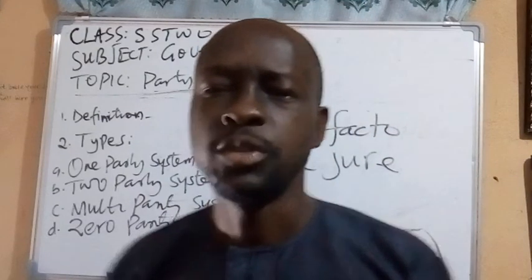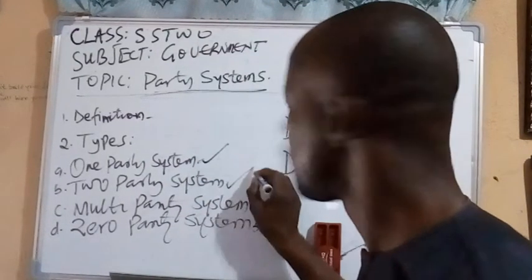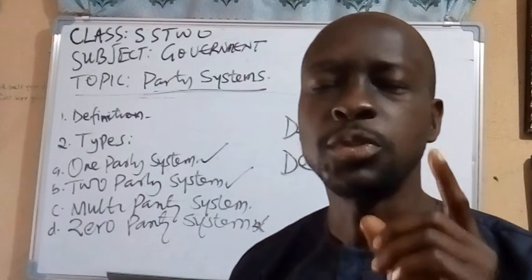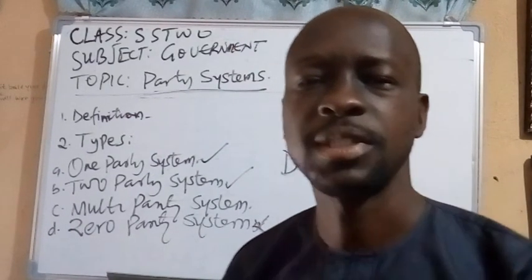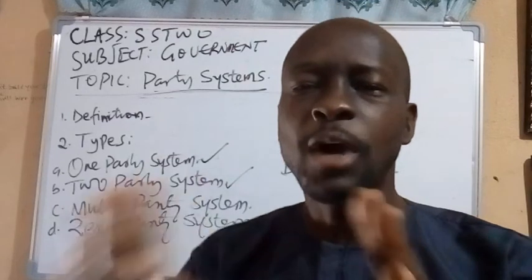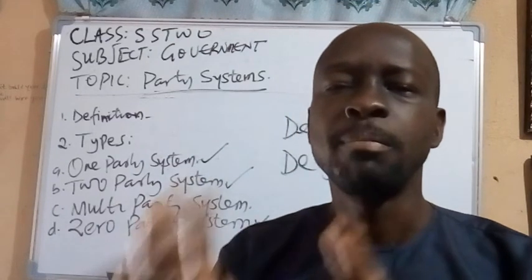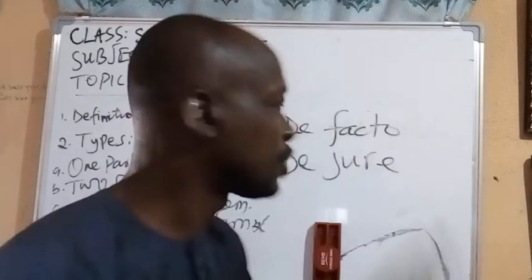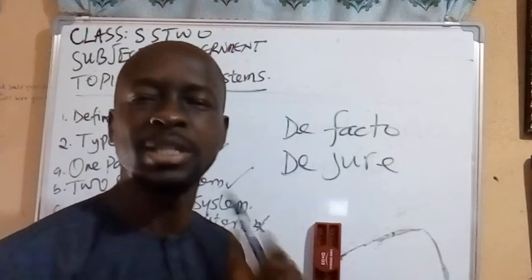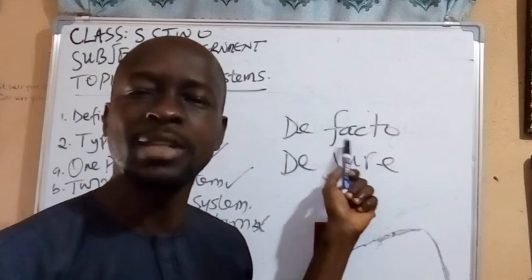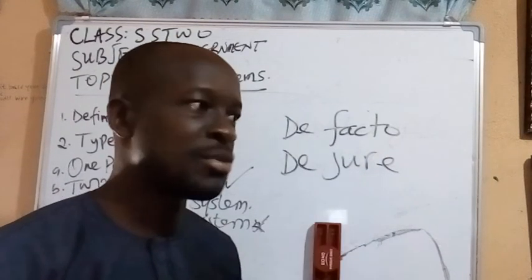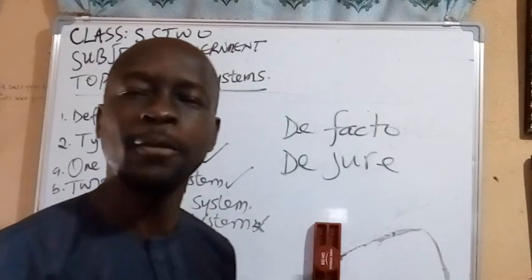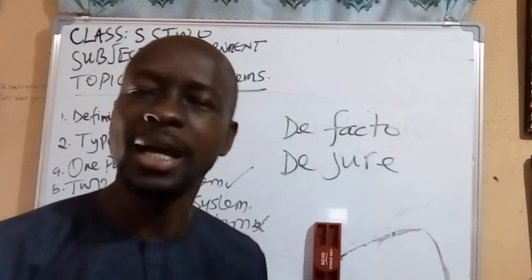Let us look at the two-party system. In the two-party system, there are only two parties that have the capacity to win elections, so that power alternates between the two of them. In that case, we also have the de facto and the de jure two-party system. In some cases, it is only those two parties that are able to build themselves to the level of being able to win elections, or the government has made a law to prevent the formation of any other parties.